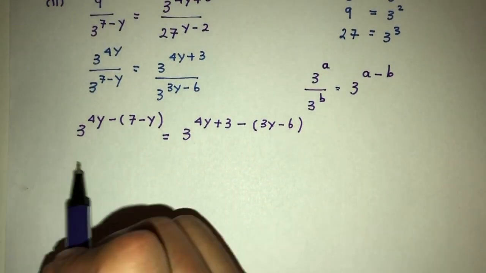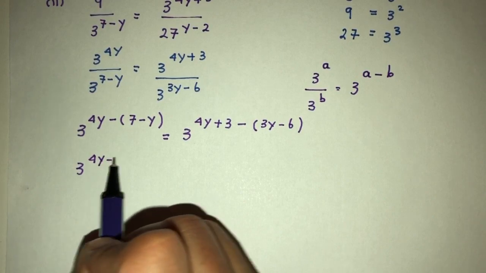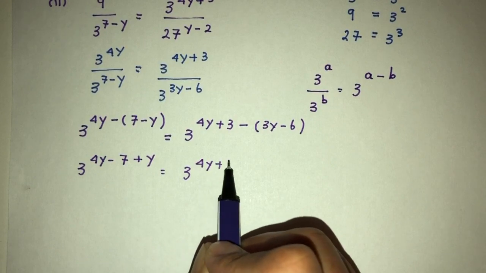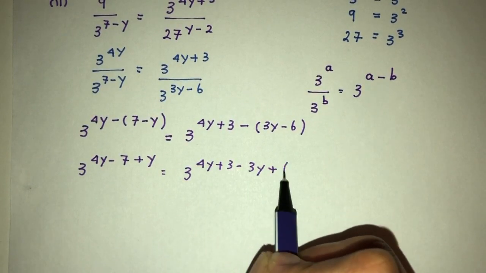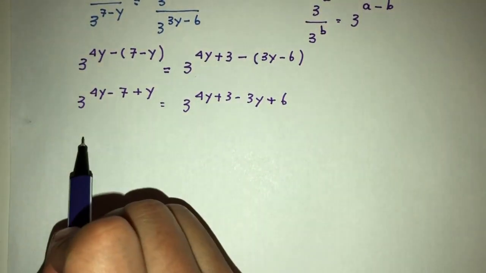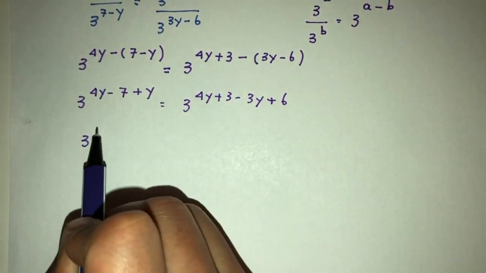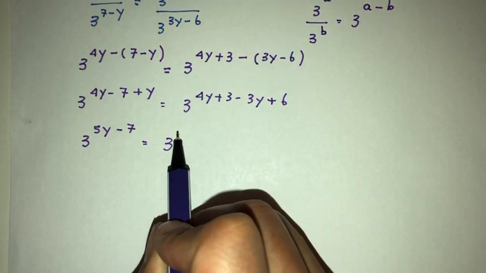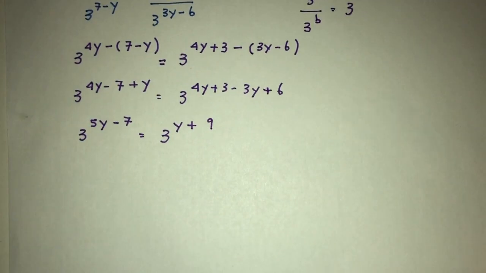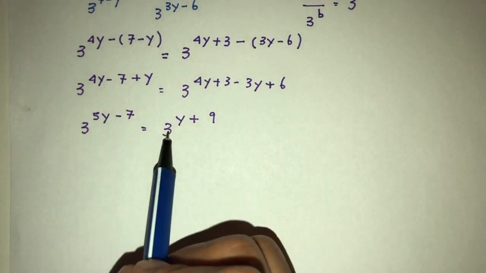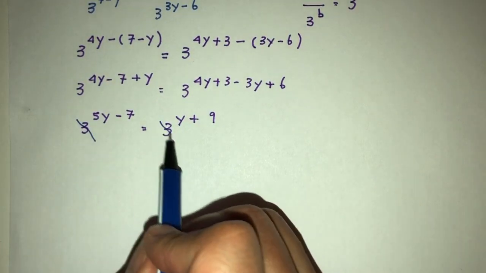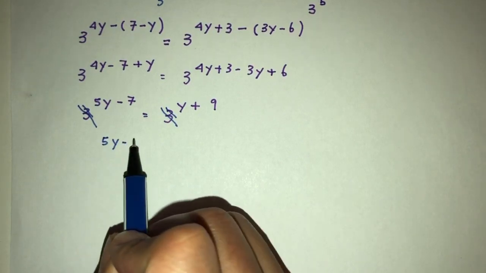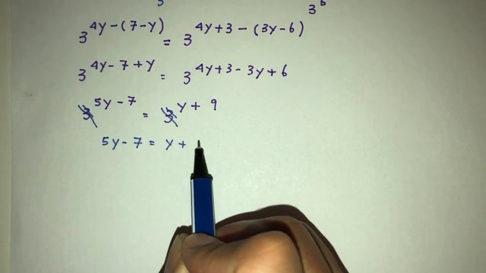Let's simplify. That will be 4y minus 7 plus y, and 4y plus 3 minus 3y plus 6. So simplify. 4y plus y will be 5y minus 7. And that will be what here? 4y minus 3y will be y, plus 9. Now, because we have the same base on both sides, we can cancel them out. It is only because we have the same base that we can do that. Now you will have 5y minus 7 equal to y plus 9.